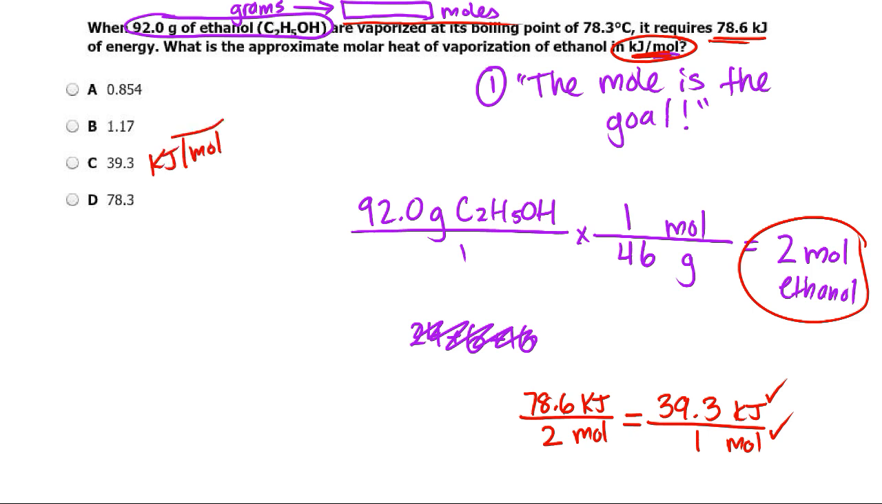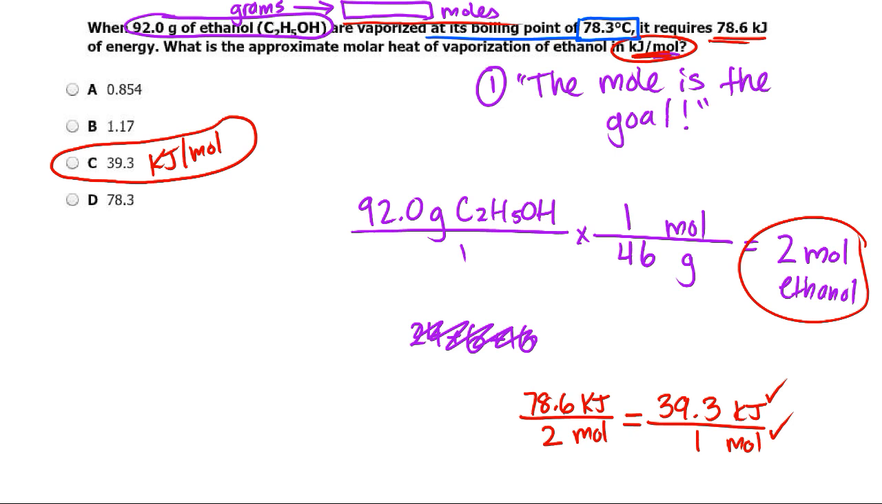So there's a couple of things to do if you're completely lost and you don't feel like working out all the logic of the heating curve and such. One of them is turn your mass into moles and see if a direct proportion pops up. Looking at this temperature, we're not using this temperature because it says it's vaporized at its boiling point. This is the boiling point of ethanol. It is completely irrelevant to the math of the problem.